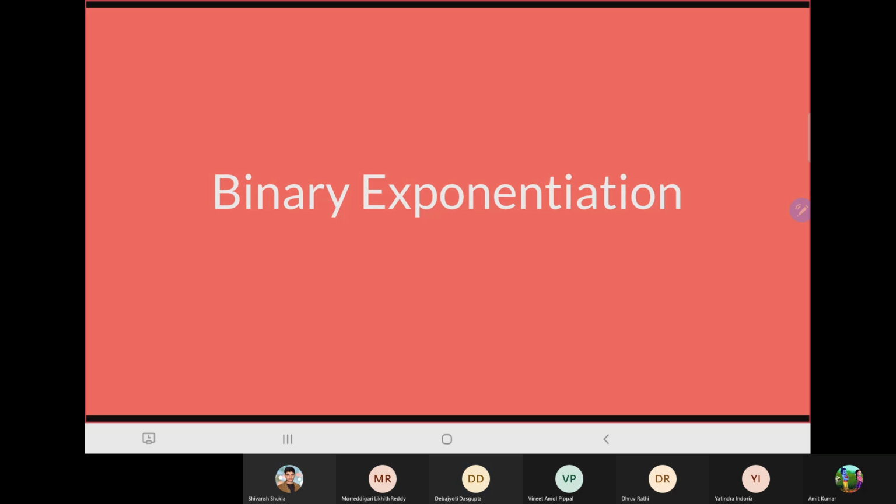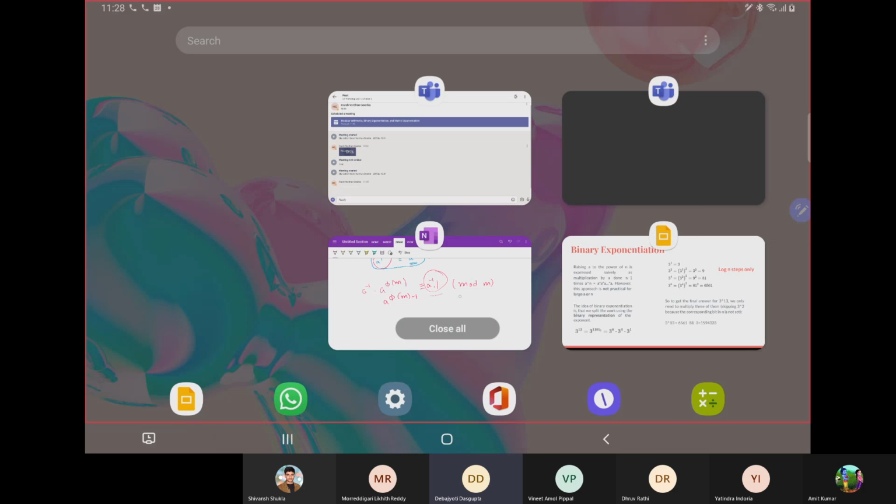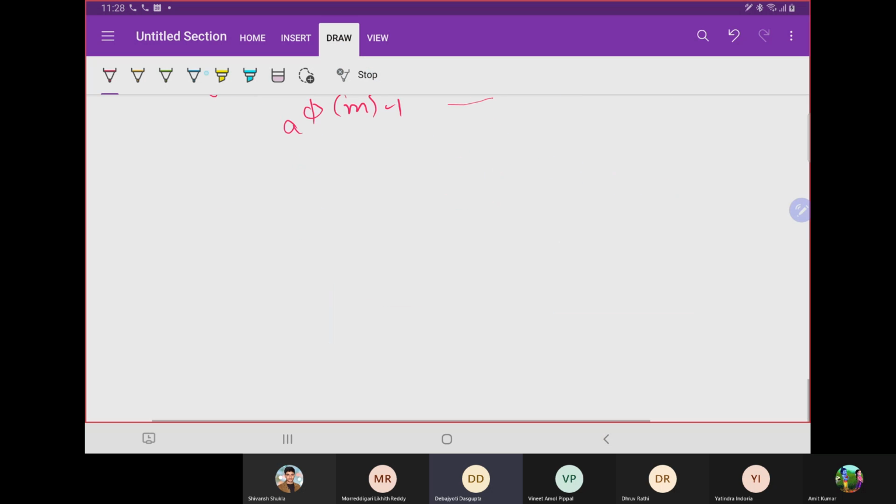Yeah. So let's start with binary exponentiation. So what is binary exponentiation? If you are finding a power b, what is the most common approach for us? a into a into a into a, do this for b times, right? So we will multiply this for b times.